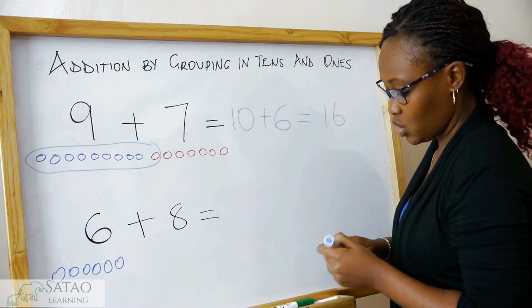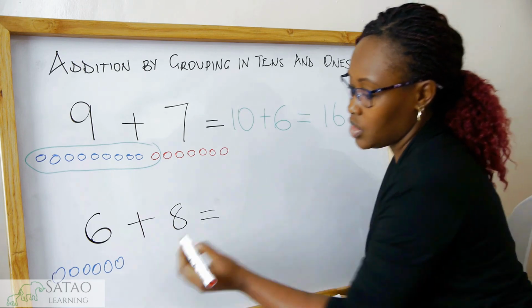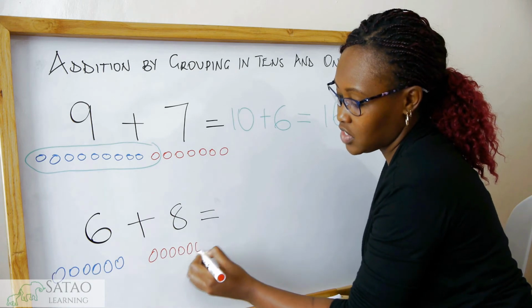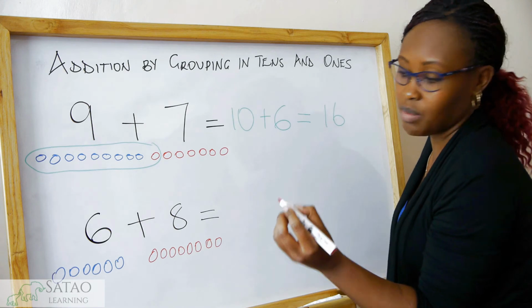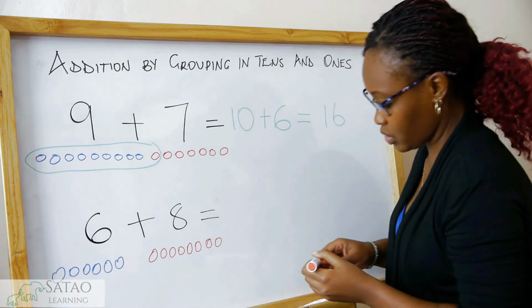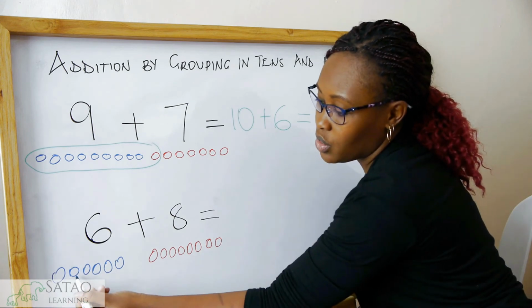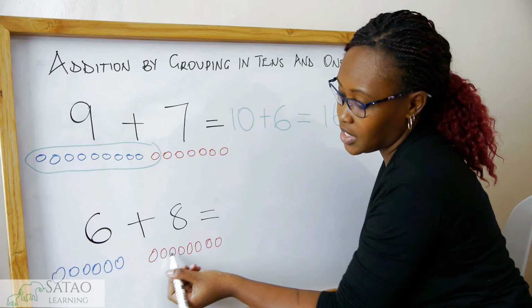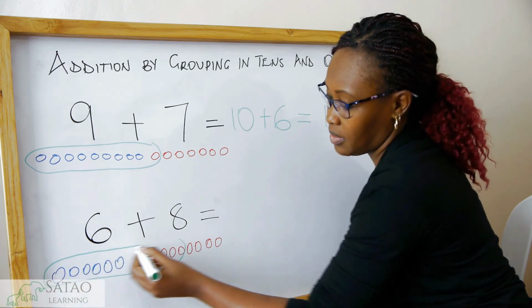And then under 8 we draw 8 balls, which is 1, 2, 3, 4, 5, 6, 7, 8. Remember, once we get to 10, it becomes a bundle. So let's start counting. 1, 2, 3, 4, 5, 6, 7, 8, 9, 10. So we make that a bundle.